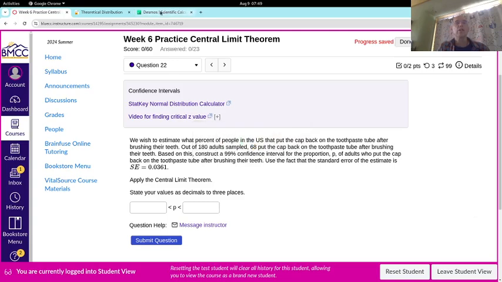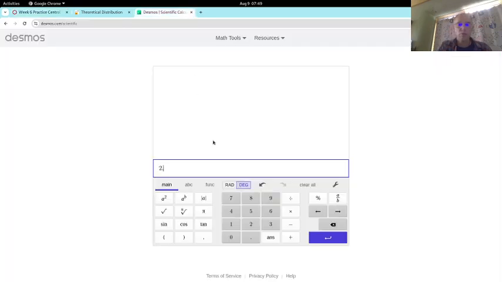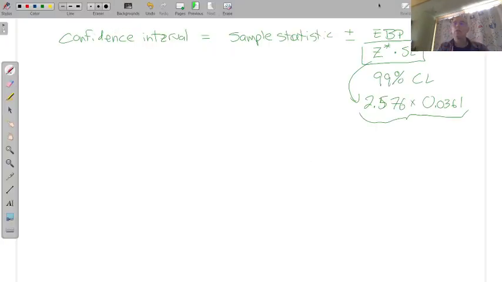So we whip out a calculator, use Desmos here. 2.576 times 0.0361 gives me, let's go with four decimal places, 0.0930. So this tells me that from our point estimate, our sample statistic, the actual population proportion could be 9% greater than that or 9% less than that, somewhere in that interval.